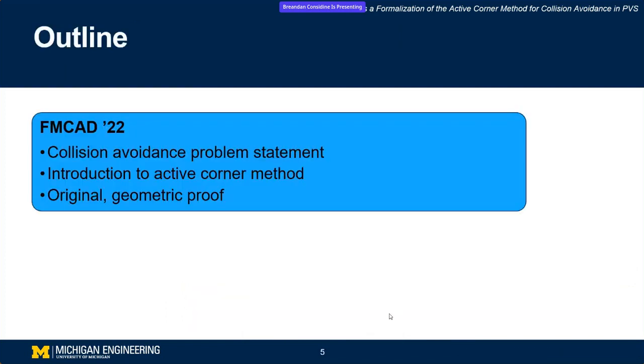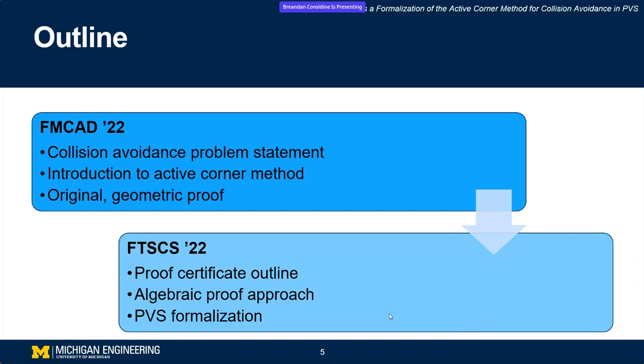So I want to outline what I'll be talking about. About the first half of my talk, in order to provide an introduction to this work, covers material from a paper I presented at FMCAD. So that's a statement of this general collision avoidance problem, an introduction to the active corner method, and our original, more geometric proof approach. And then I'll go into the second half of the talk, which is the work for our FTSCS submission. That's an outline of what we're doing with proof certificates, a different proof approach that's more algebraic and easier to formalize in a theorem prover, and what we've done so far to formalize this in PVS. I will note also this is again a work in progress talk, so there's a lot more work to do.